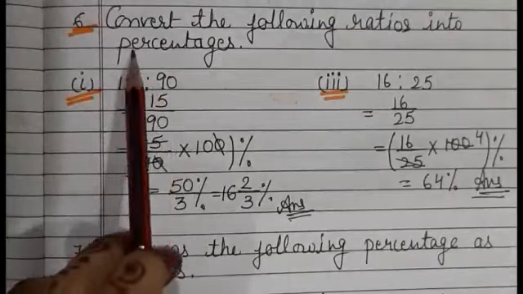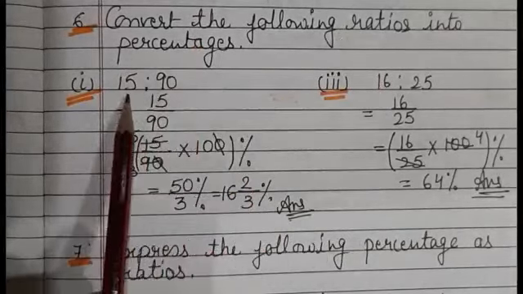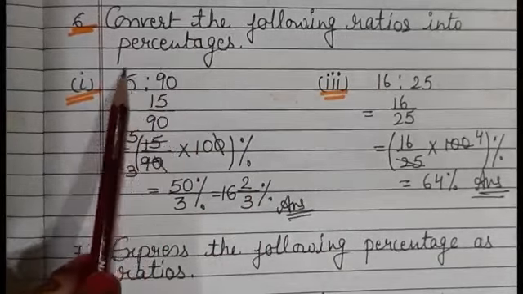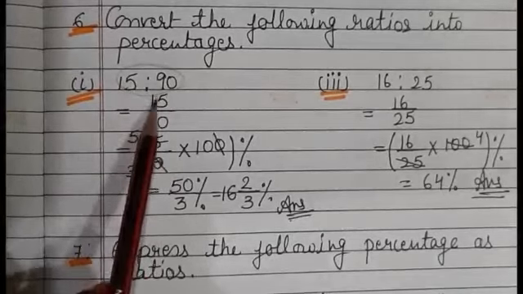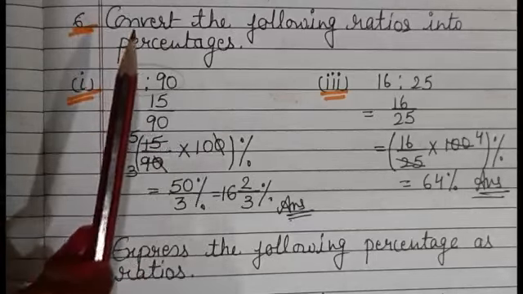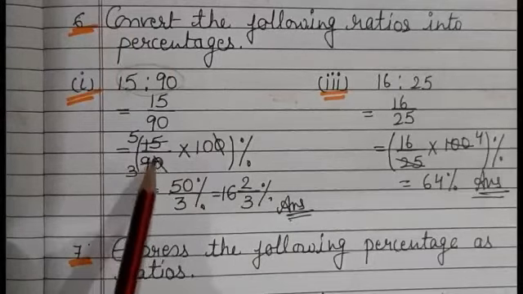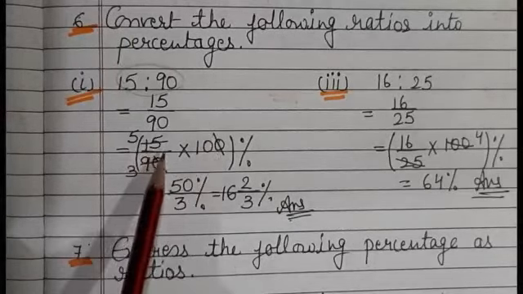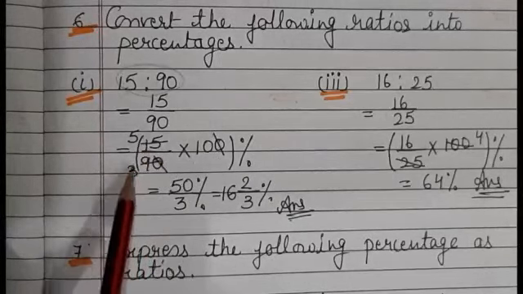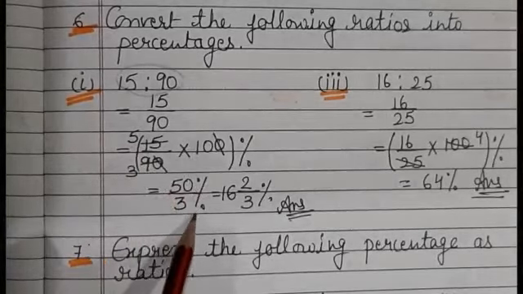Now sixth numerical. Convert the following ratios into percentage. So again, ratio is given 15 is to 90. So first convert this ratio into fraction form, 15 by 90, and then we have to do the same process which we have done in fifth numerical. Multiply by 100, simplify, 0 to 0 cancel, 15 and 9 cancel out with 3, 3 3s are 9, 3 5s are 15, 5 into 10 is 50 by 3%, right?